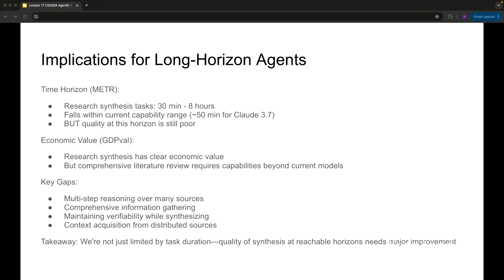If you remember from homework 3, when you combine information from multiple different agent calls, you still have to maintain a certain amount of verifiability, and then you are combining the context. So there's context engineering from a distributed set of sources. Maybe you did a bunch of different tool calls, went and redid the tool calls. All of that information, you have to maintain the context in each of those multi-step scenarios. So we are not just limited by task duration. How well we do in terms of quality of synthesis at these time horizons also has a lot of headroom for improvement.